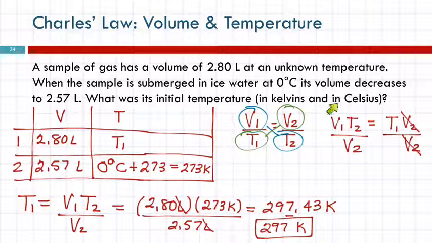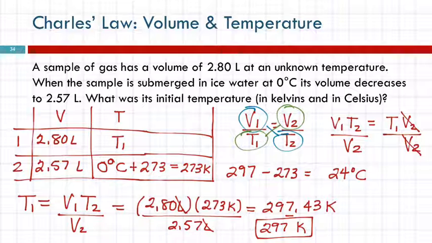It also wants us to give the temperature in Celsius. So then we need to take our Kelvin temperature and subtract 273 to get the Celsius temperature. So 297 minus 273, 24 degrees Celsius. Any questions?